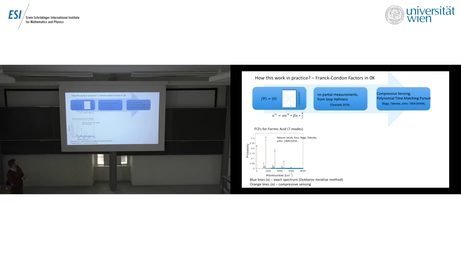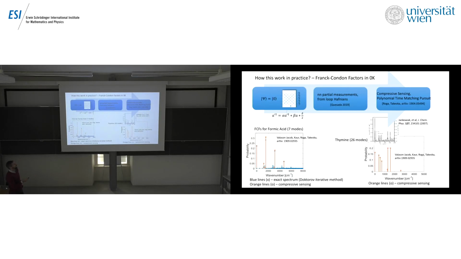So how does it work? For formic acid, we consider a formic acid with just, let's say, 7 modes. We can calculate the spectra, the blue ones, exactly from the so-called Doktorov iterative method, which is for small molecules like that still efficient. So we can compare our result with this exact spectrum. And our result, these marginal distributions plus compressive sensing, give peaks like this orange. So we can localize the most significant peaks correctly, at least localize them, and the intensities are also good.